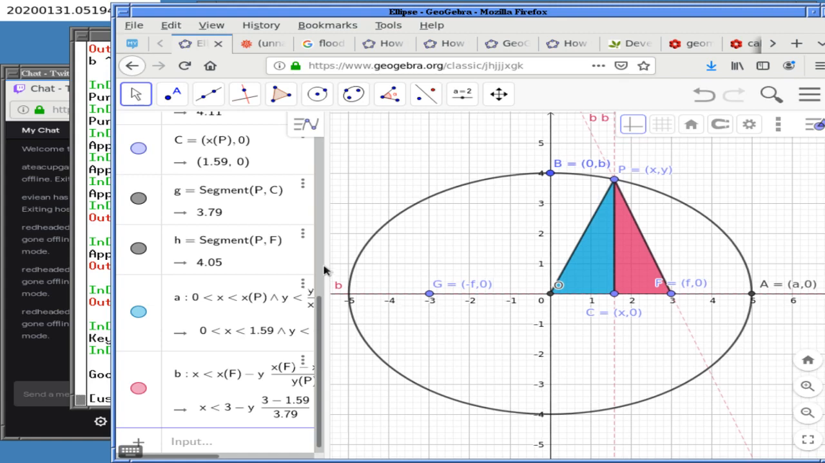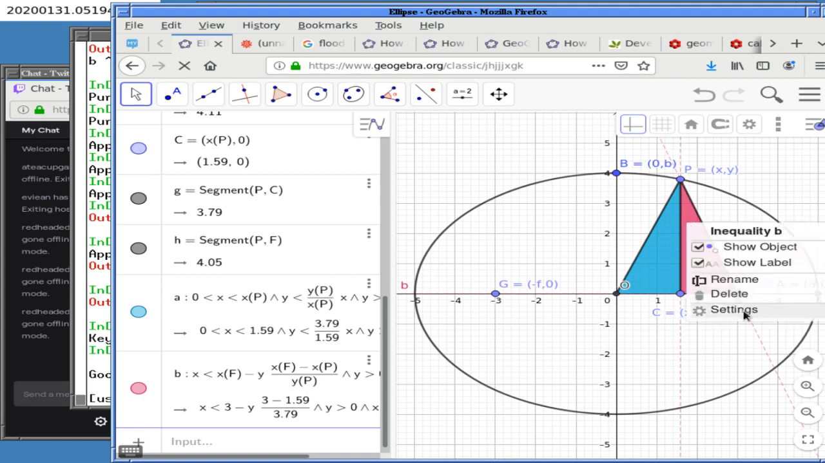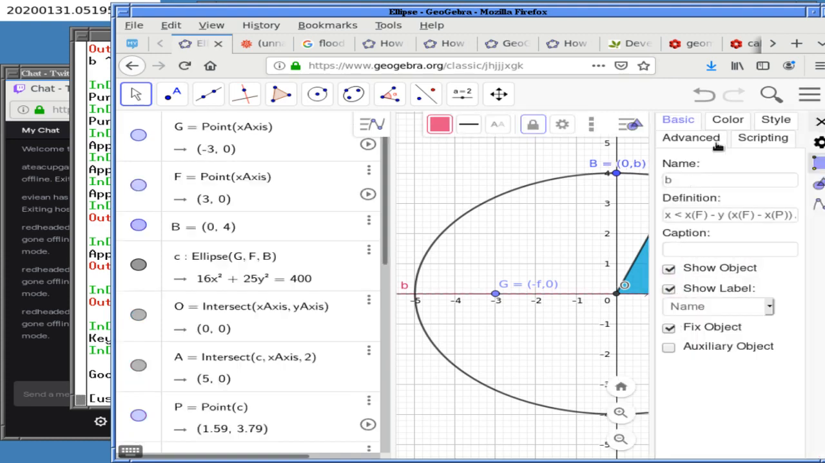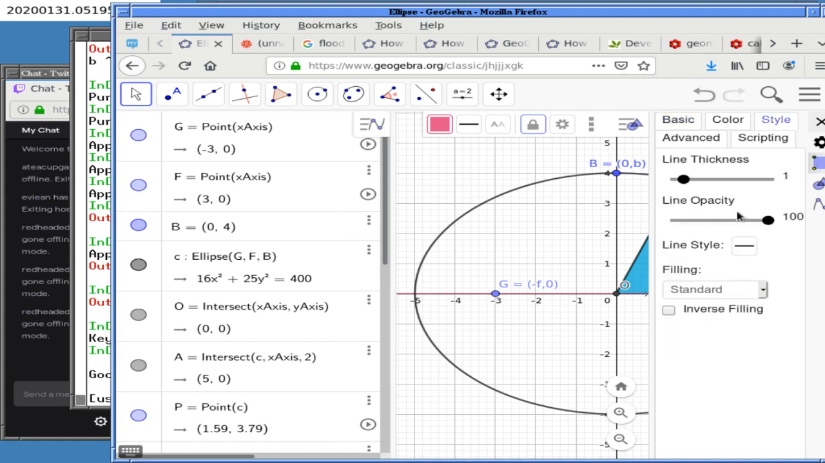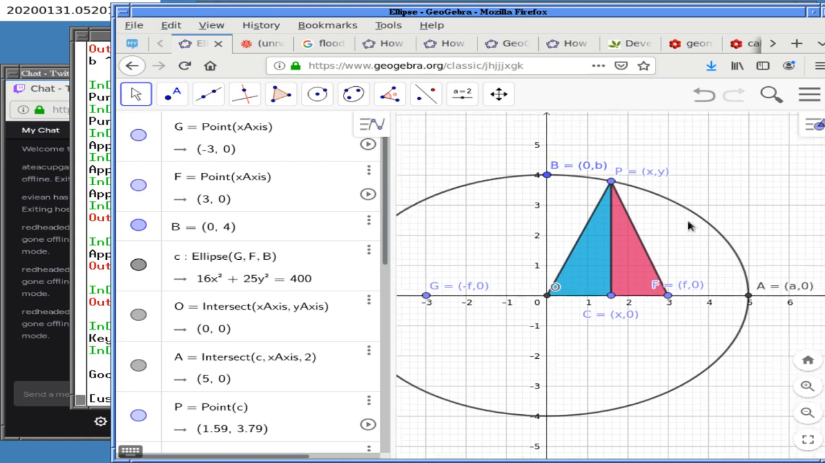Okay. Cool. So we have, and again, we're going to style this so it's not showing anything stupid. We don't need a label. Color's fine, but we just don't need fix object style. Don't show the lines, just show the area. Okay, so now the thing we need to do is, now we need this area over here.